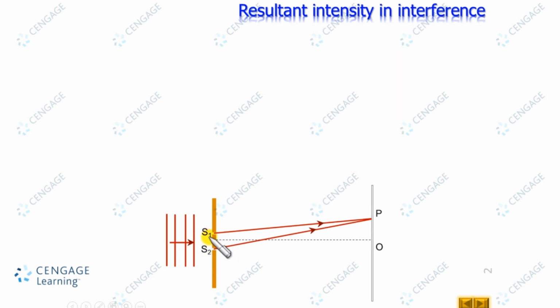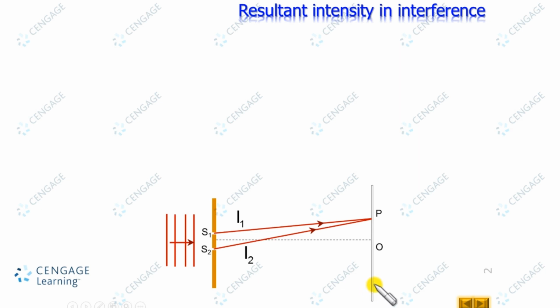These slits are not of identical size. That means the intensity of the wave coming out from slits S1 and S2 will be different. So the intensity of the wave coming out from slit S1 is I1 and the intensity of the wave coming out from S2 is I2. Now these two waves after passing through S1, S2 are incident on the screen and they make the interference pattern.